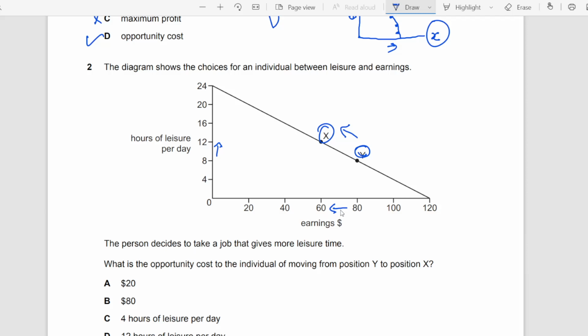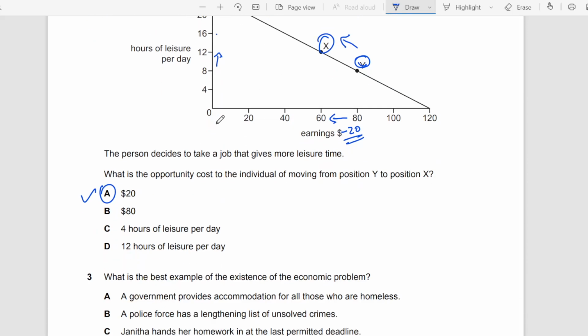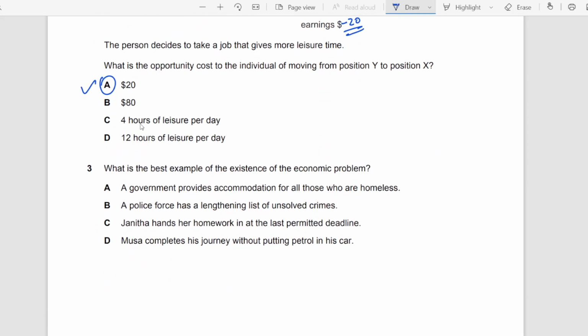So the sacrifice that we're making as we move from position Y to position X is $20. We lose $20 as we move from 80 to 60, and we get 4 extra hours of leisure time per day. So the answer is so straightforward, it's 20. All the other options are going to be wrong. If you know the correct answer, you don't need to revisit all of them, but during explanation sometimes I go through all of these other options as well, so as to make the explanation better. But I think you pretty much understand this concept well.